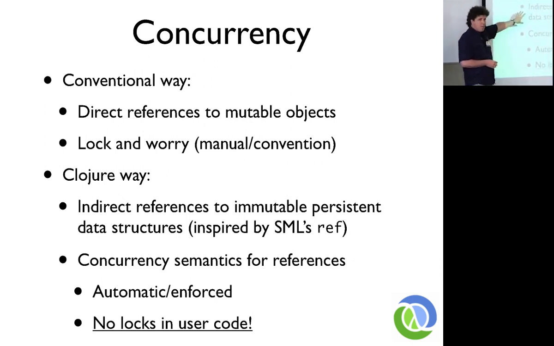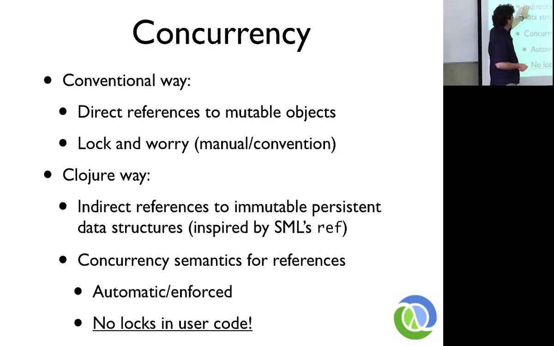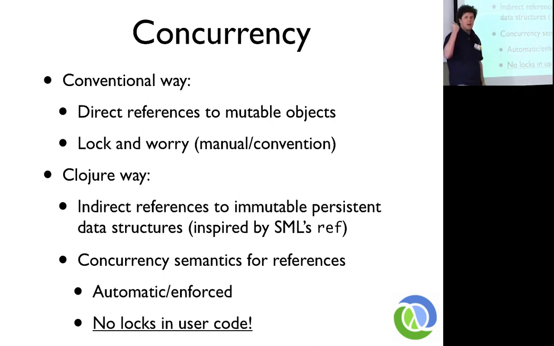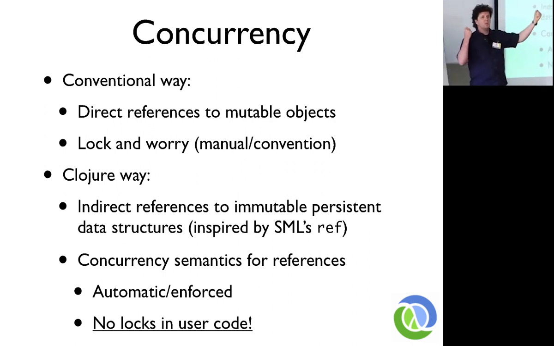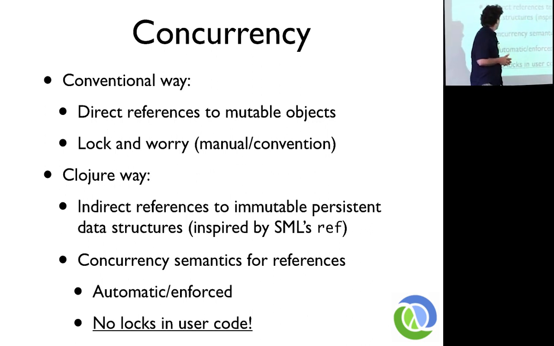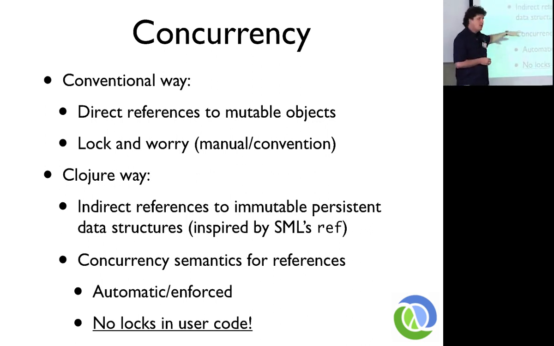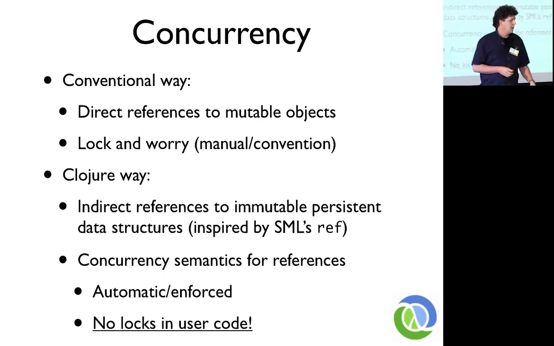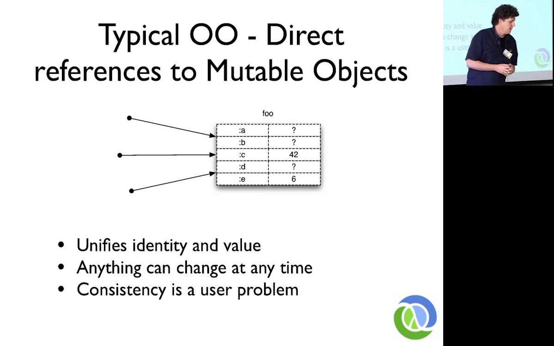In Clojure, we're going to add back those object handles, in order to get an indirection between a mutable reference and an immutable object. It's inspired by SML's ref. And then Clojure adds concurrency semantics for the references. There's 3 different reference types, which now means that the language can help. It can enforce these concurrency semantics. And you end up with no locks on the user side.